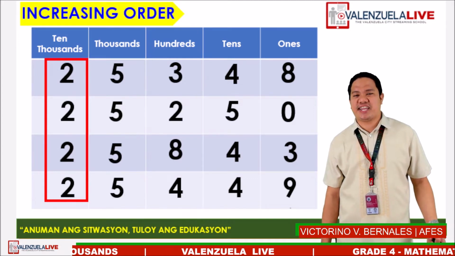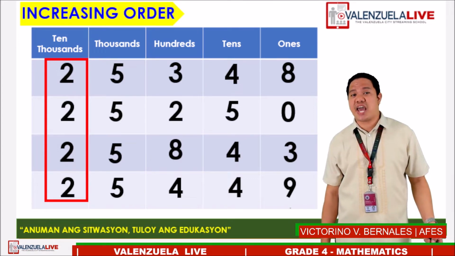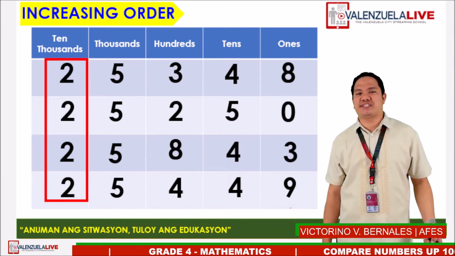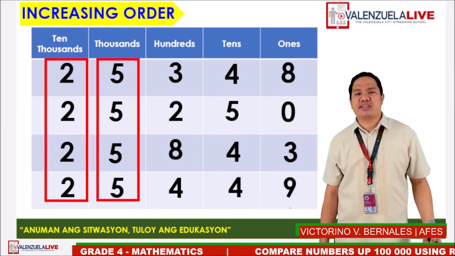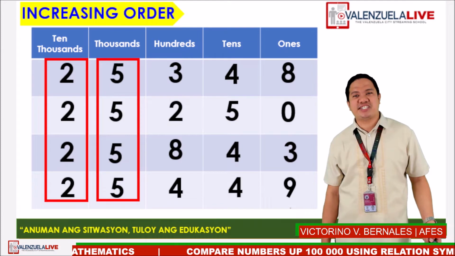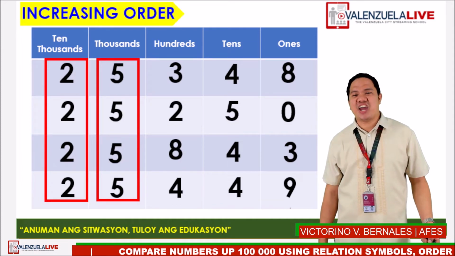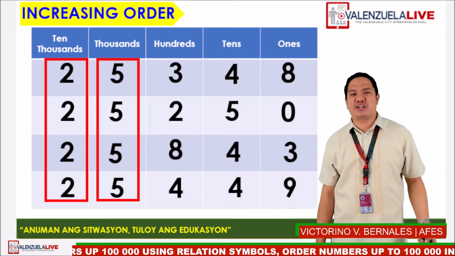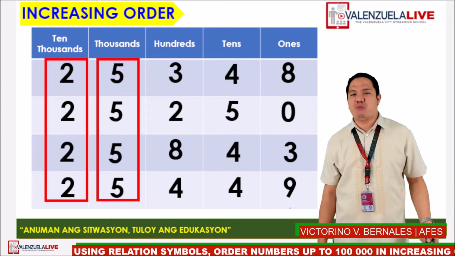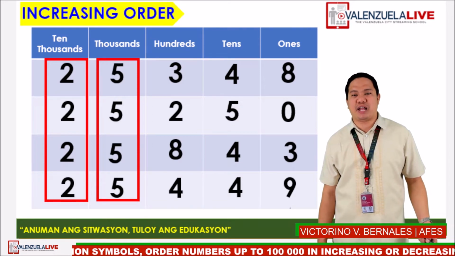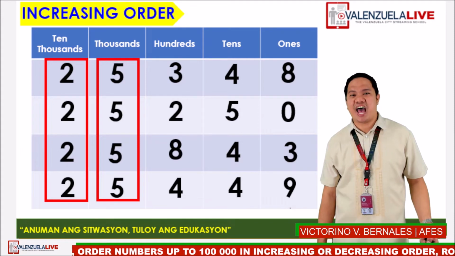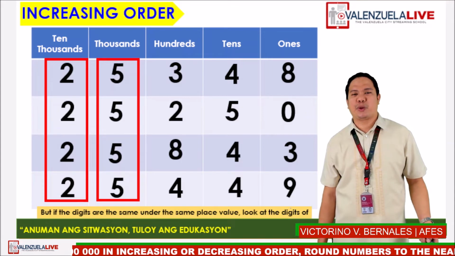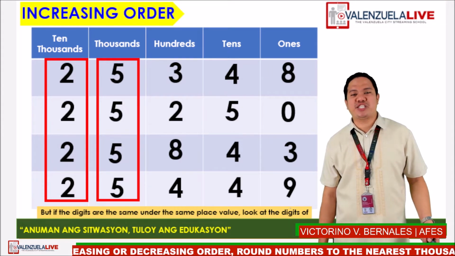Let us start in the 10,000s place. Are all digits the same? Yes! All the digits in the 10,000s place are the same. How about in the thousands place? Are all digits the same? Yes, they are also the same. But if all the digits under the same place value are the same, then we have to look at the next higher place value, which is the hundreds place. Let's take a look at the digits in the hundreds place. Are all digits in the hundreds place the same?